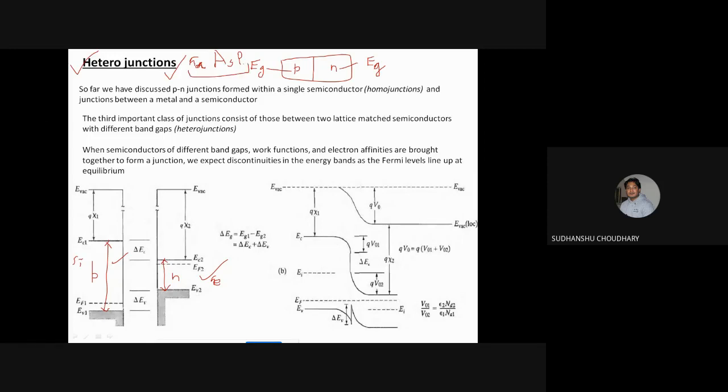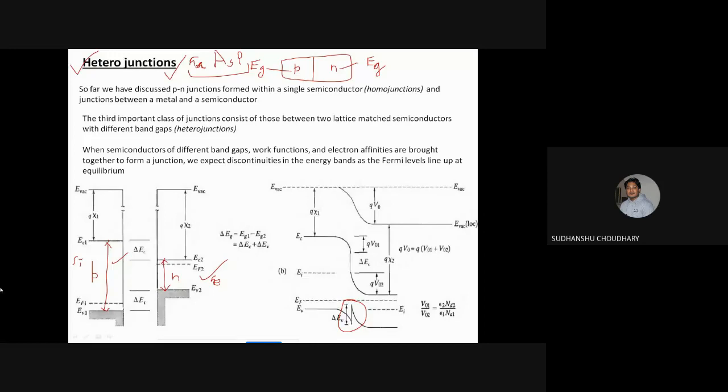band gaps. So heterojunctions have certain applications, but whenever a heterojunction is formed, because of the differences between these band gaps, you will also find that there are differences between the work functions of these two materials, and also the electron affinities. So these are also different. Because of these three differences, that is band gap differences, work function differences, and electron affinity differences, there will be discontinuities of this kind in the energy bands.